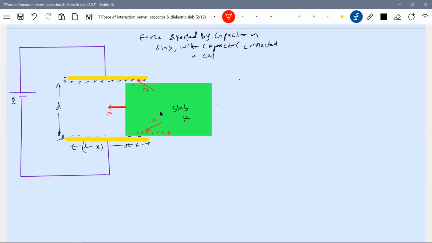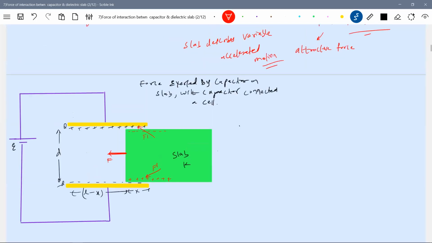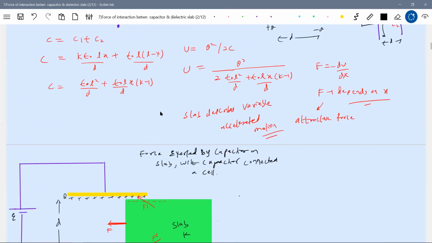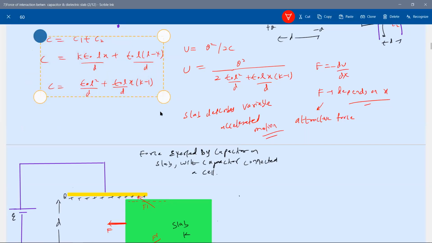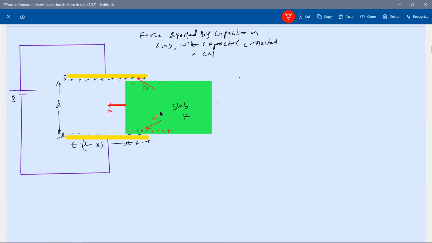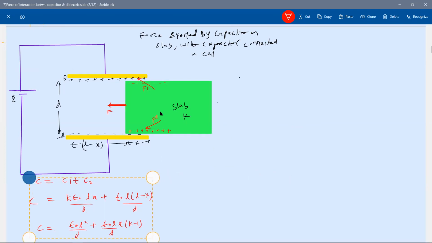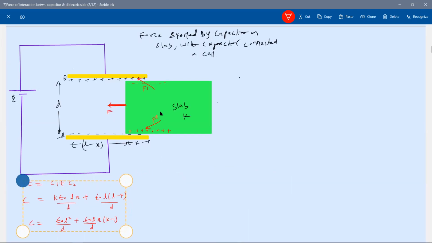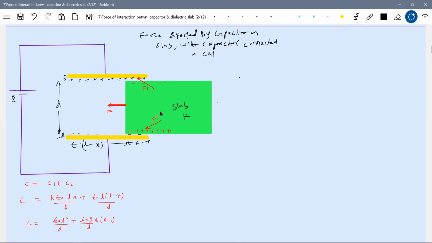Now let's get into it. I think we shall use the same equation, because X length of the slab is there between the plates. So directly I'll take this expression, which is going to help us a lot. This is the expression for capacitance, the total capacitance of the capacitor.